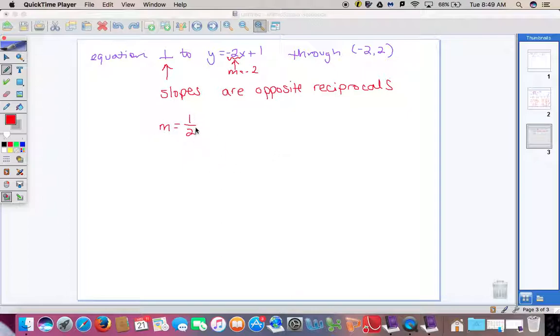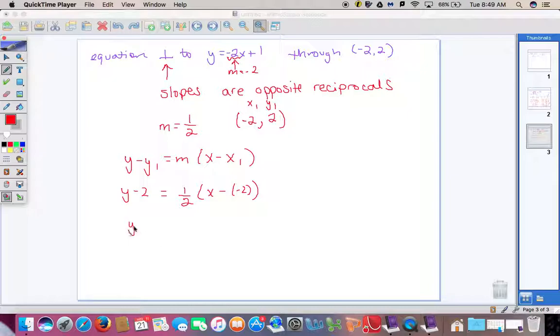Okay, so I have a slope of positive 1/2, and I have an x1 of negative 2 and a y1 of positive 2. So I'm going to use the same equation. Y minus y1 equals m times x minus x1. I'm going to substitute my information in. So I have 1/2 for my slope. I have a negative 2 for my x1. And I have a 2 for my y1. Now I'm going to simplify. So I have y minus 2 equals 1/2 times x plus 2.